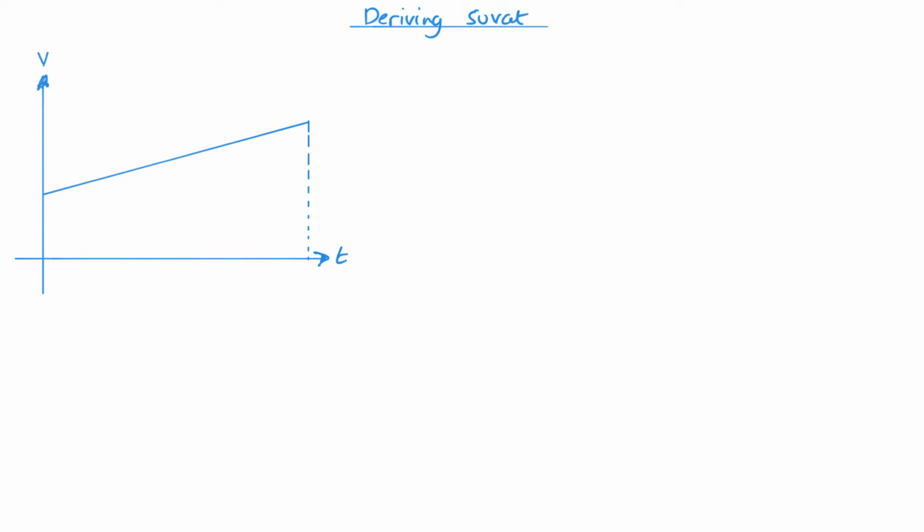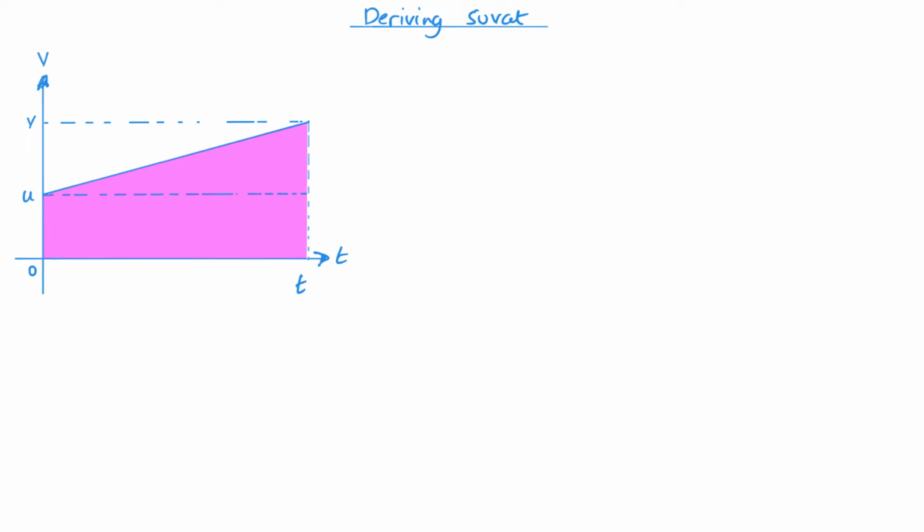So at the end here, that will be a time t. This start point is going to be when my velocity is 0, so that's quite important, and this top point is my final velocity there. So this is u, and this point here is v. So that is essentially all I need to be able to get my first two formulae.